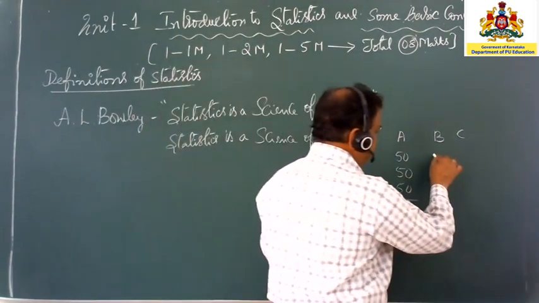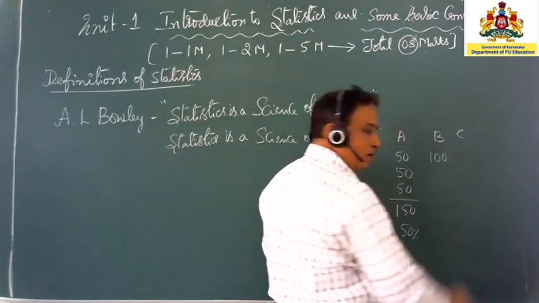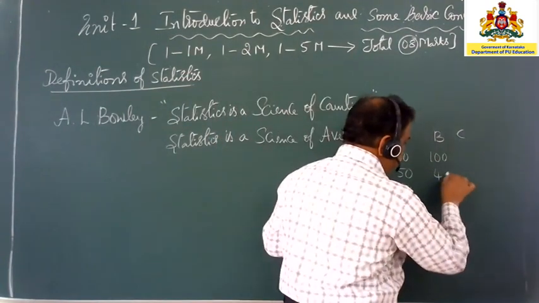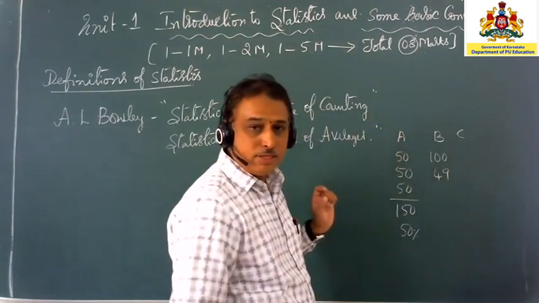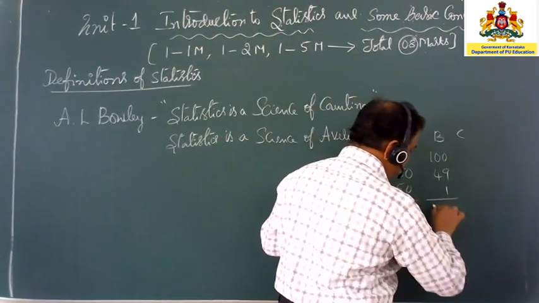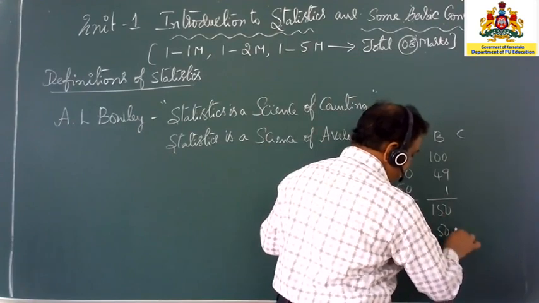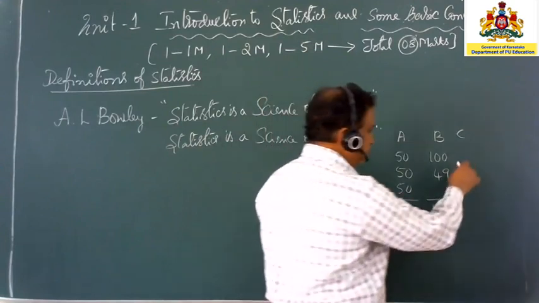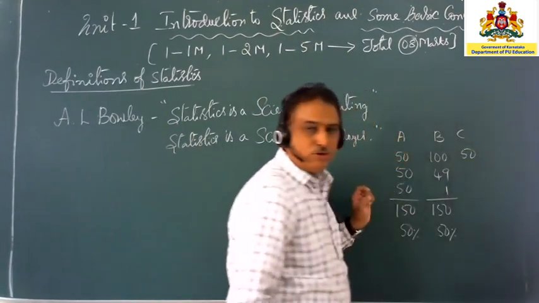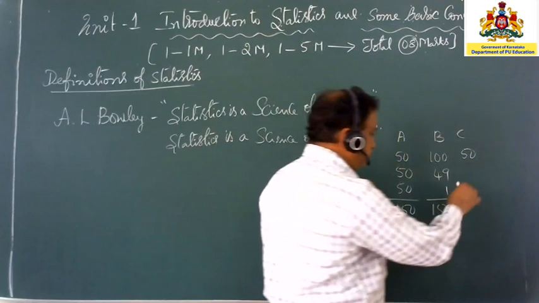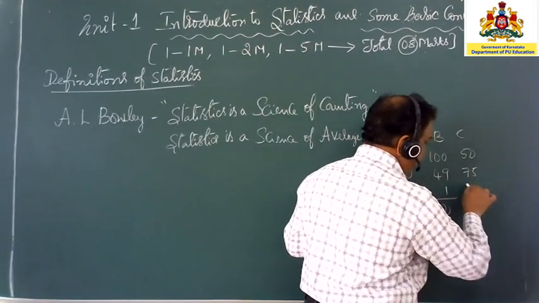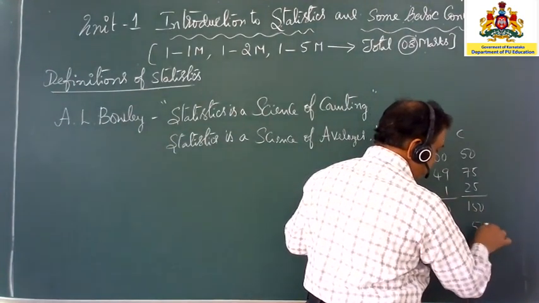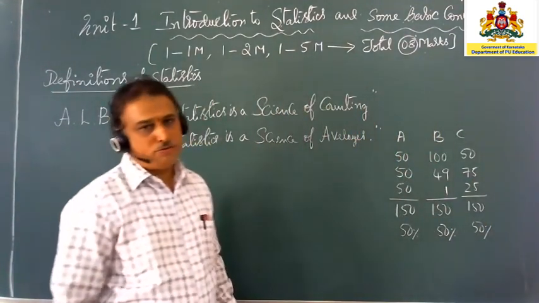The second student scored 100 out of 100 in the first subject. In the second subject, 49. In the third subject, 1 mark. The total is 150. His average is also 50%. The third student scored 50 marks in the first subject, 75 marks in the second subject, and 25 marks in the third subject. The total is 150. His average is also 50%.